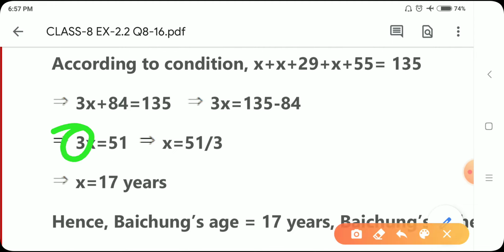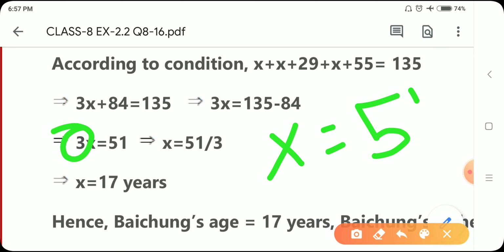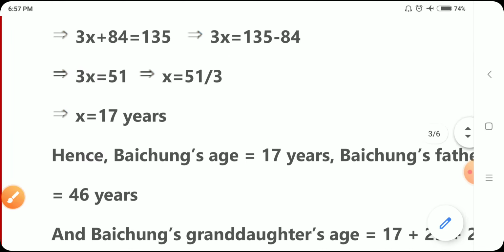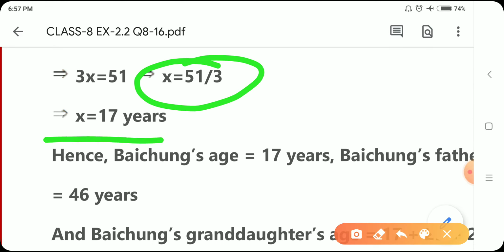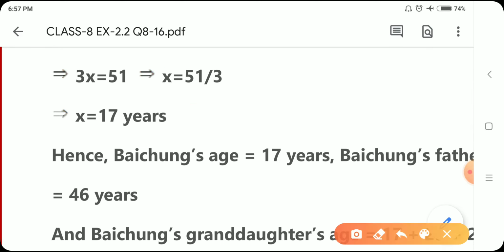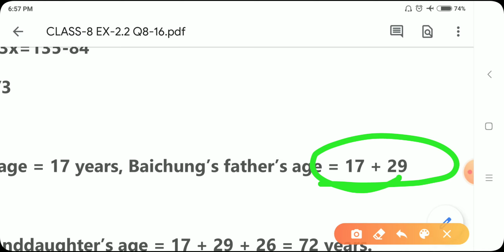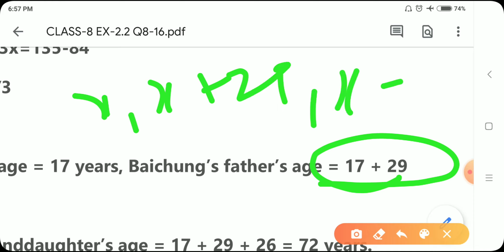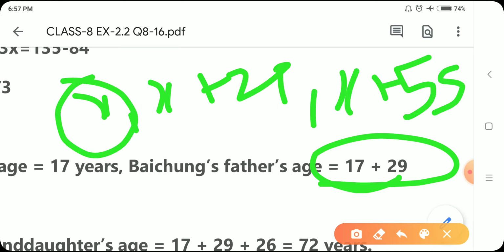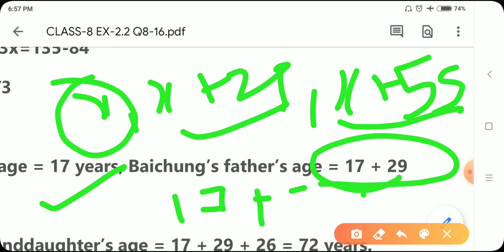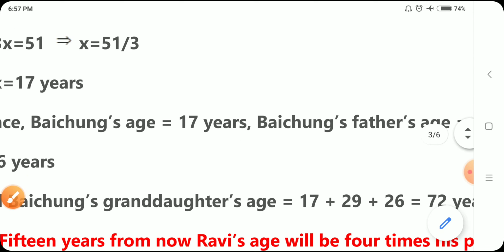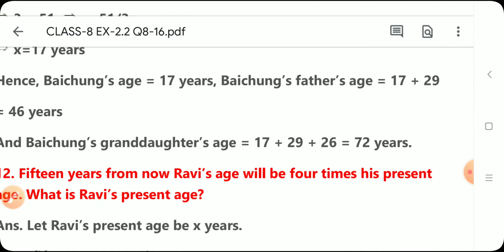Now 3 is in multiplication. When it comes to the other side, it will become 51 upon 3. So when you divide it, you will get x is equal to 17 years. So his age is 17 years. Putting these values in x plus 29 and x plus 55, when you put x is equal to 17, you will get his father's age 17 plus 29 and his grandfather's age 17 plus 55. So you will be able to find out the ages of all the three persons.